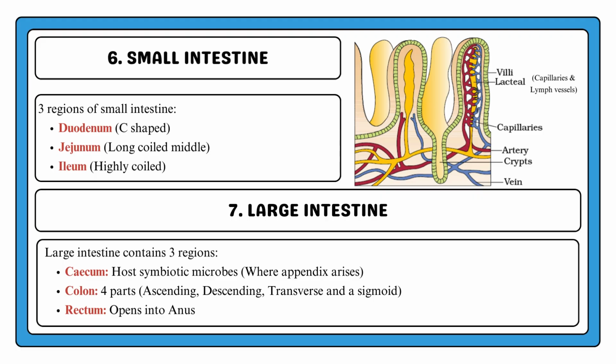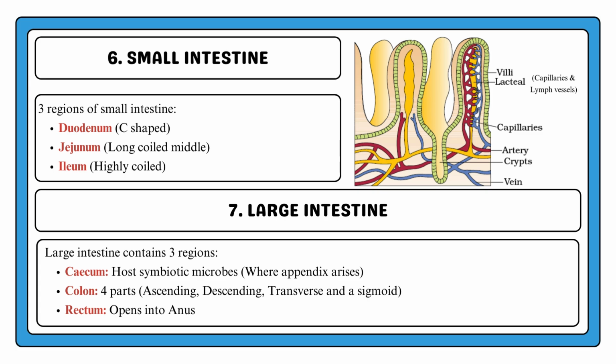The sixth part of the alimentary canal is the small intestine. There are 3 regions of small intestine, namely, duodenum, which is C-shaped, the long coiled middle region called jejunum, and the highly coiled ileum. The given diagram is a section of small intestinal mucosa showing villi which contain capillaries and lymph vessels.